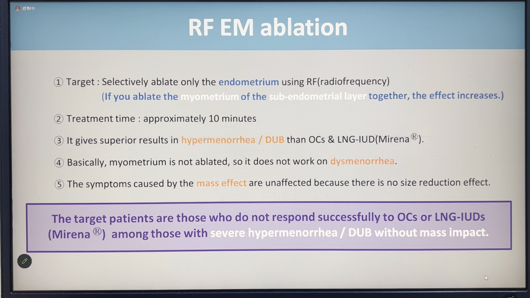But if you ablate the myometrium of the subendometrial layer together, the effect increases. Treatment time is approximately 10 minutes, and it gives superior results in hypermenorrhea and DUB than medical treatment. Basically, myometrium is not ablated, so it does not work on dysmenorrhea. The symptoms caused by the mass effect are unaffected because there is no size reduction effect. So the target patients are those who do not respond successfully to medical treatment, among those with severe hypermenorrhea and DUB without mass impact.